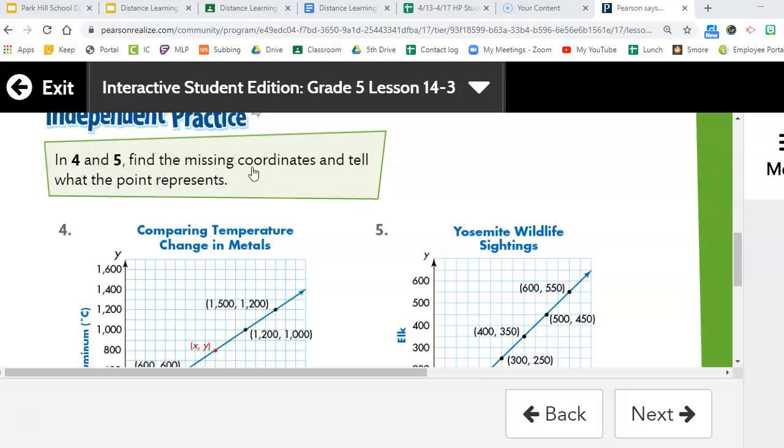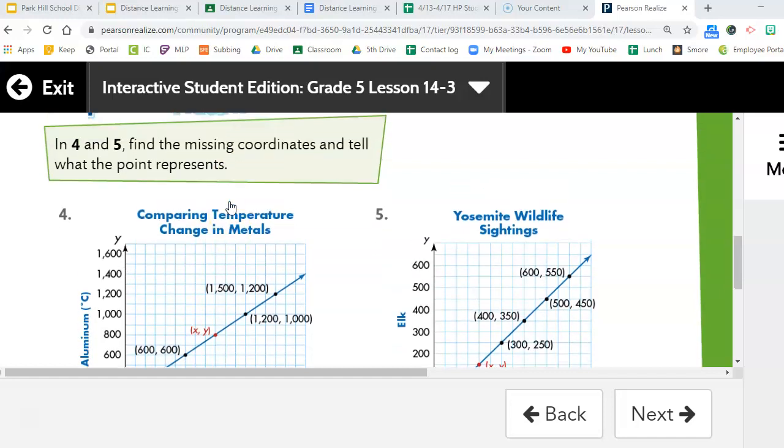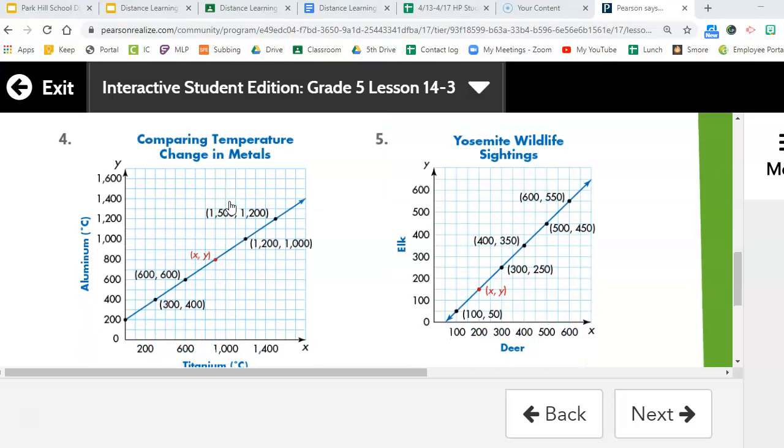So the first one says in 4 and 5, find the missing coordinates and tell what the point represents. Okay. So my missing coordinates are going to be right here. They're going to be the x and the y, right? So remember, I always have to go over first on the x-axis, and then I go up second on the y-axis. So first I'm going to go over until where I find where I am.